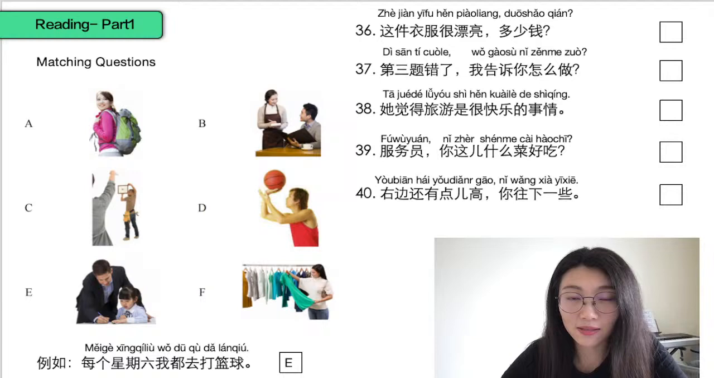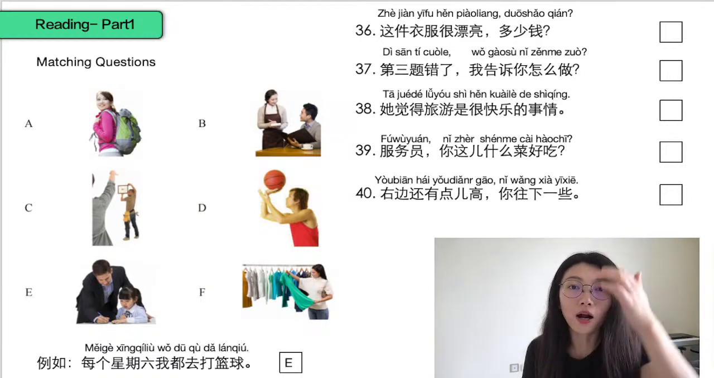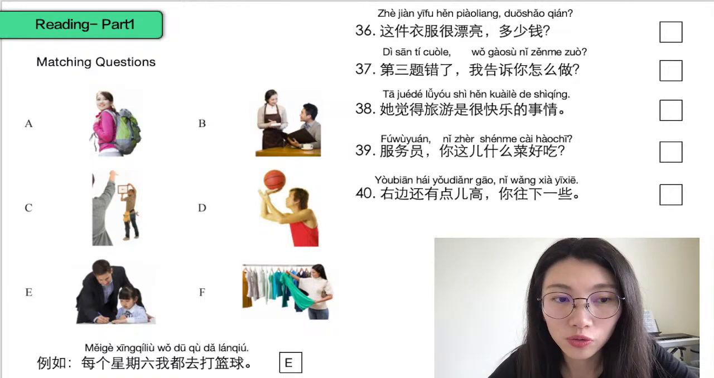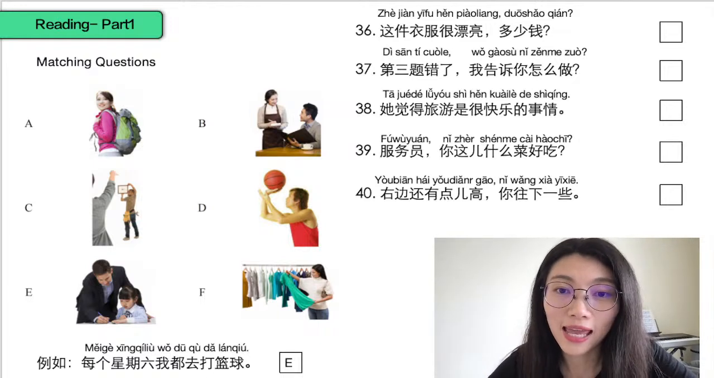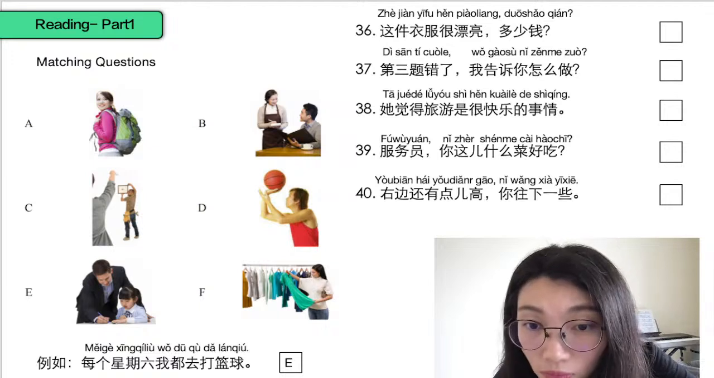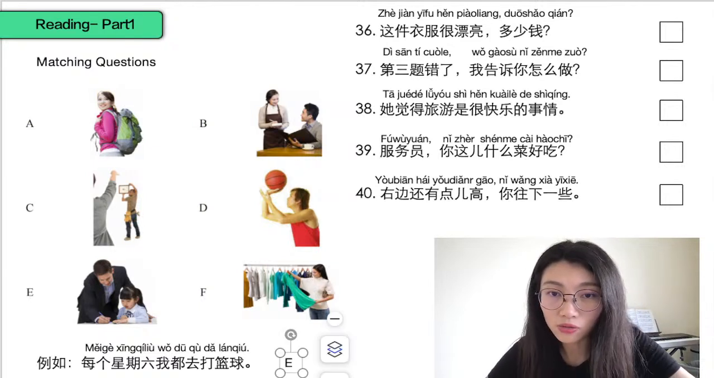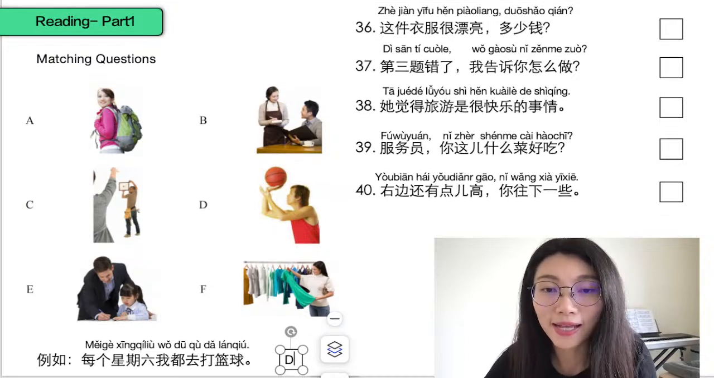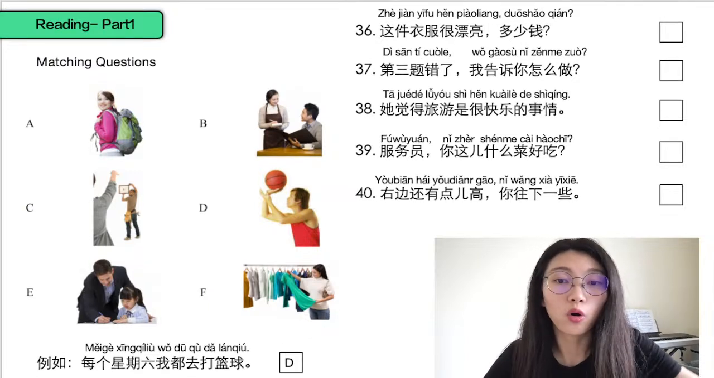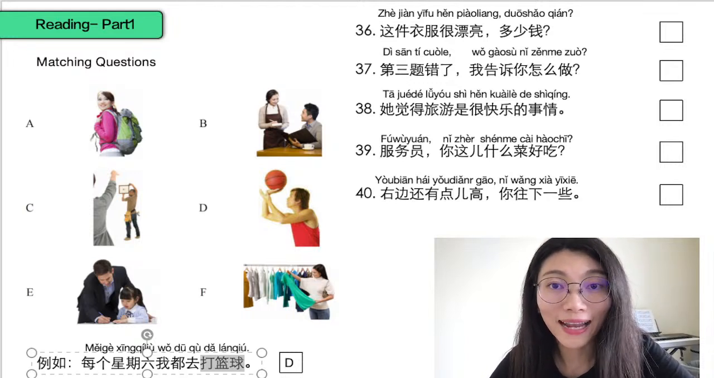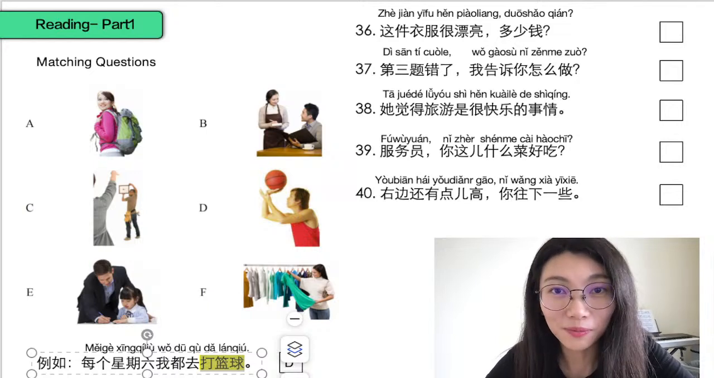Okay, now let's go to the reading part. Reading part 1 is matching questions. It has 6 pictures like HSK1. The example picture is E. Sorry, it should be D. The example said 每个星期六我都去打篮球. The word 打篮球 means playing basketball.